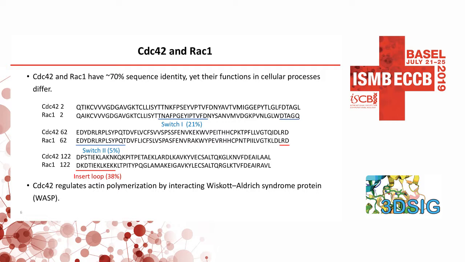CDC42 regulates actin polymerization by interacting with the WASP protein, however, RAC1 isn't involved in that pathway. It has its own way to regulate actin polymerization. So their function and mechanism of acting on actin polymerization are different from each other.